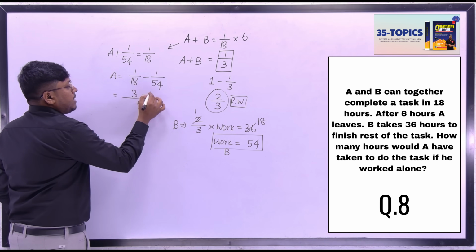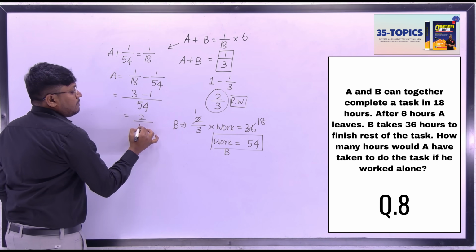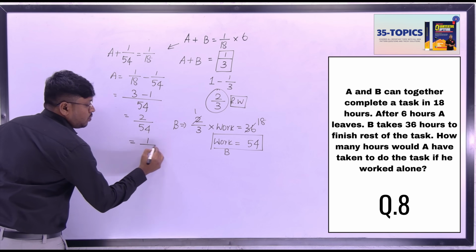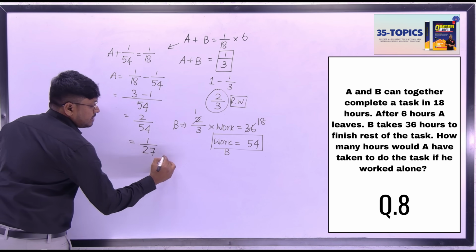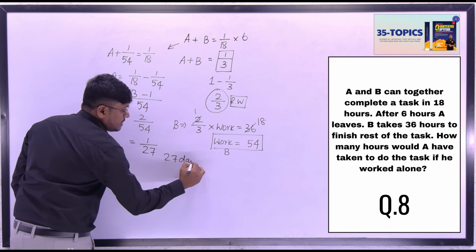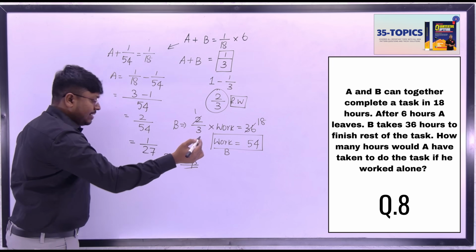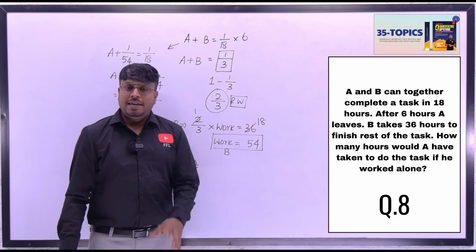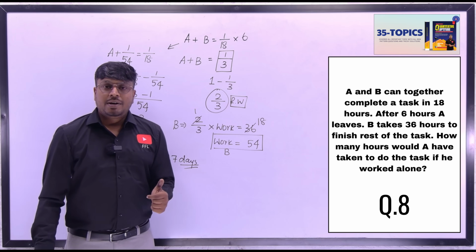18 into 3 minus 1, so 2 divided by 54, is equal to 1 divided by 27. That means 27 hours. All the values are in hours, right? 27 hours. So A alone will complete this work in 27 hours.